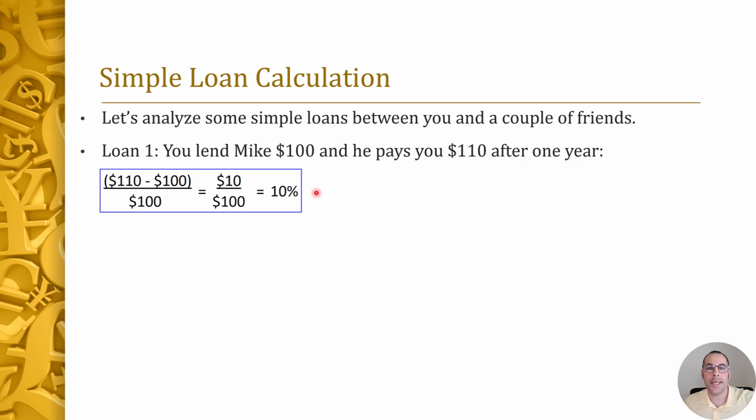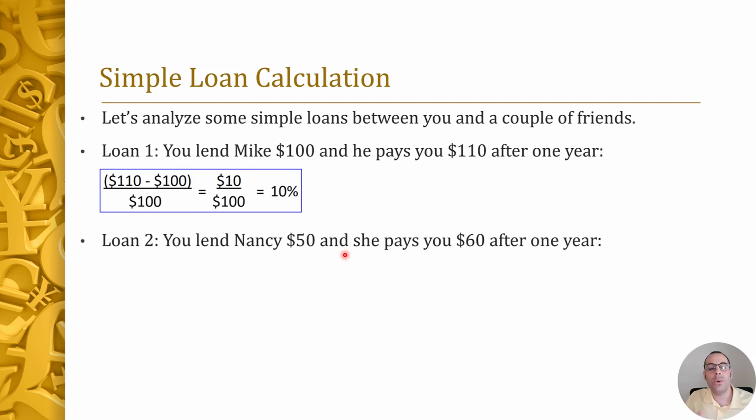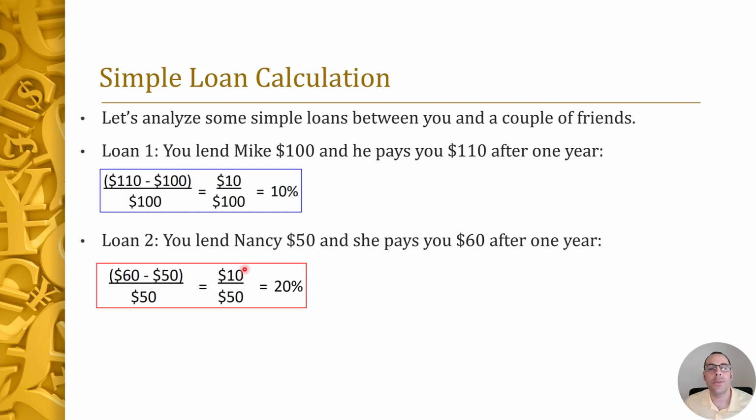We won't do any discounting. Let's make it really simple. I'm just trying to convey the point on how to calculate the return on investment. But in a couple of slides, when we do a more in-depth DCF valuation on a stock, then we will do discounting. Say for loan 2, you give Nancy $50 and she pays you $60 after 1 year. So the same thing, you have a $10 return on your investment, but it only cost you $50. So your ROI is 10%.